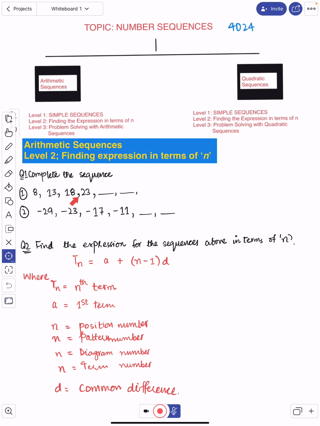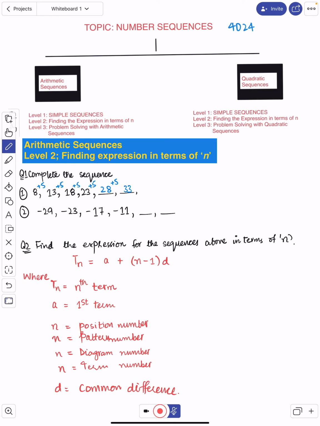So first of all, question number one is saying complete the sequence 8, 13, 18, and 23. So we can see what the relationship is between these terms. First term is 8, second term is 13, third term is 18, and fourth term is 23. We can see 8 plus 5 is 13, 13 plus 5 is making 18, and 18 plus 5 is 23. Of course, the next term will come by adding 5 to the previous term, and this is 33.